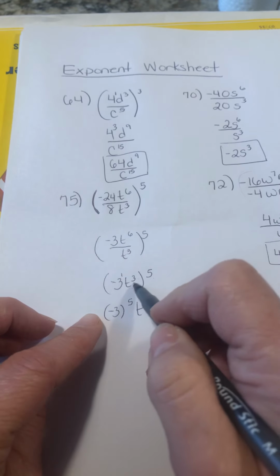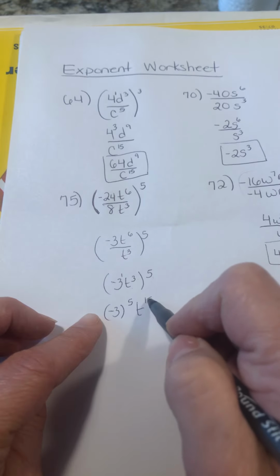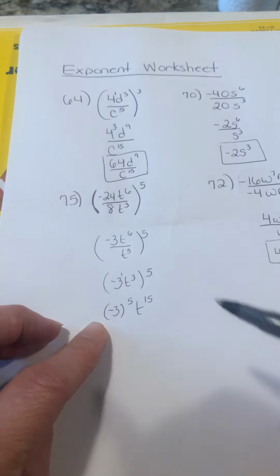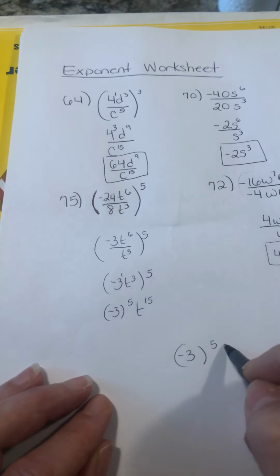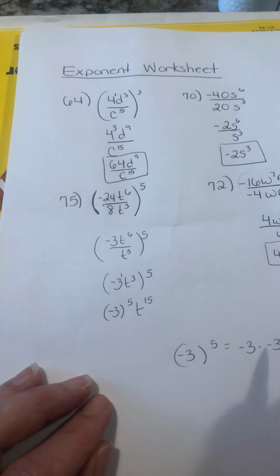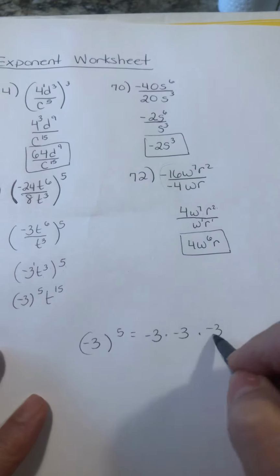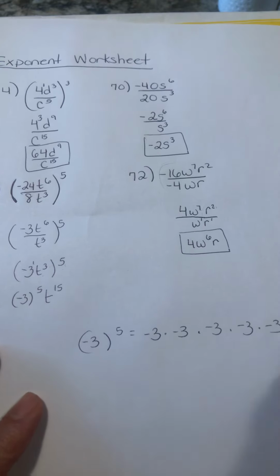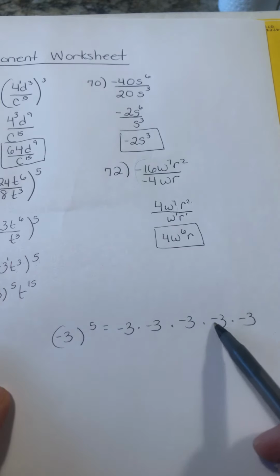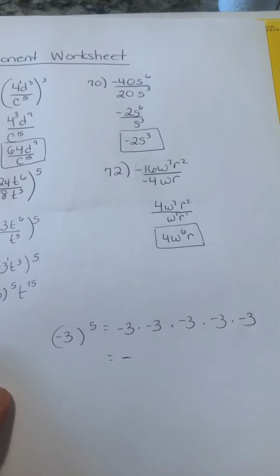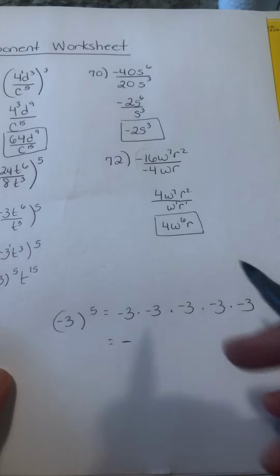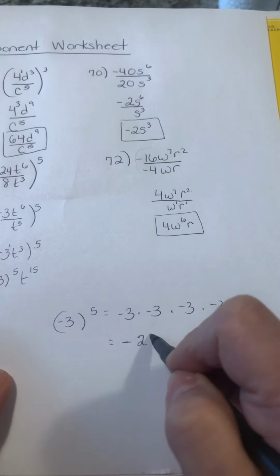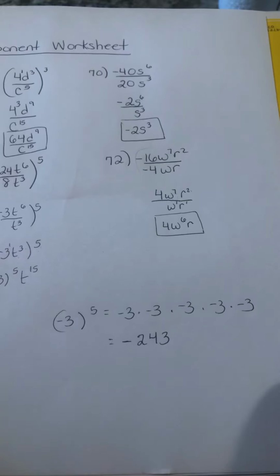So remember, when we raise a power to a power, we keep the base and multiply the exponents here. But now I have to think about what to do with this. Negative 3 to the 5th is like saying negative 3 times negative 3 times negative 3 times negative 3 times negative 3. I know that I have an odd number of negatives, so my answer is going to be a negative. And when I think about 3 to the 5th power, and again I can do that on my calculator, 3 to the 5th power is 243. So I get a negative 243 here.